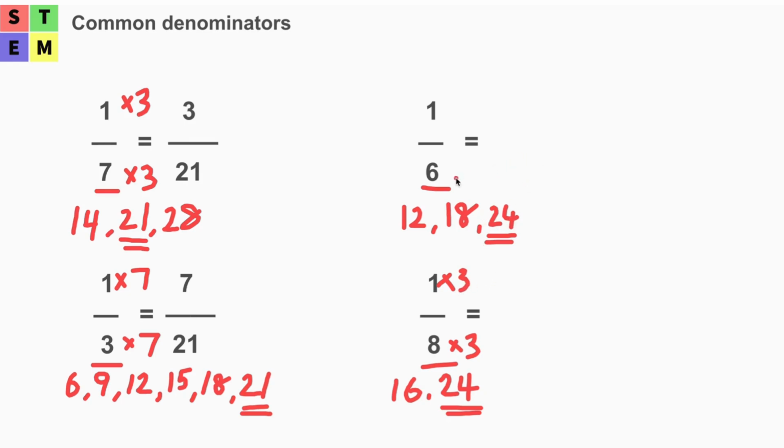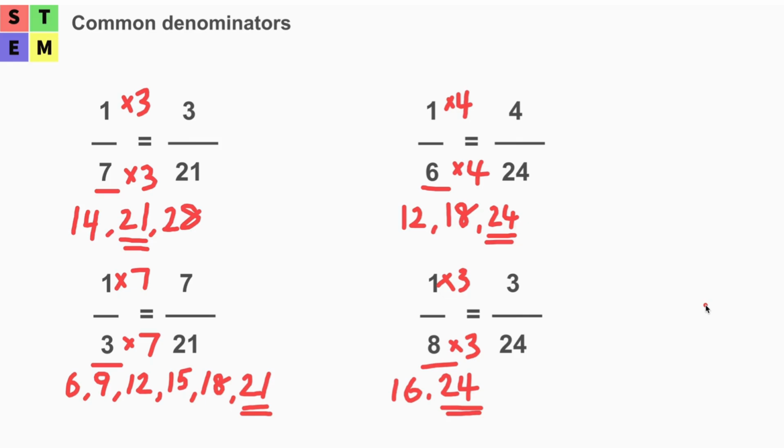And here is 6 times what? 6 times 4. And here I have 2 times 4 in this case too, right? 1 times 4. So we got what? 4 over 24, and we got here 3 over 24, right? So that's what we have here.